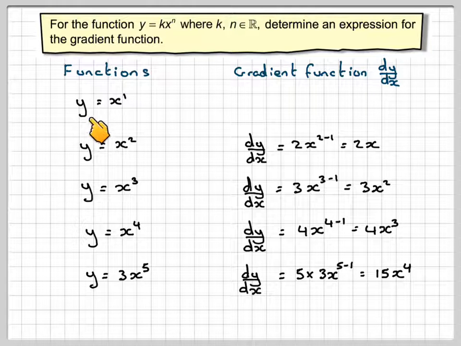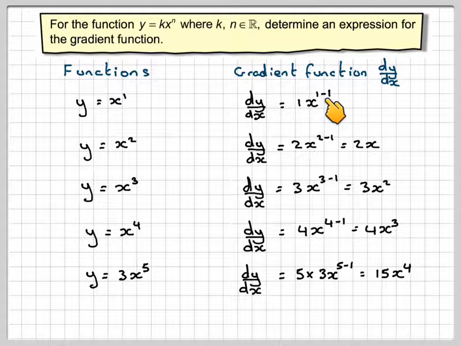Now, going back to the first one, which is y is equal to x to the 1, we know the gradient of that line is actually equal to 1. But does this process work? Well, we've got dy by dx, so it means bring down the 1, write down x, and then reduce the power by 1. So that becomes 1 times x to the 0, and we know anything to the power of 0 is equal to 1. So that does actually work for things like y is equal to x.